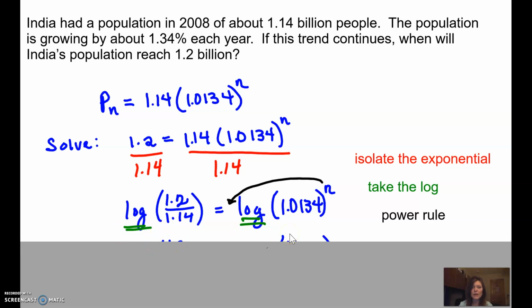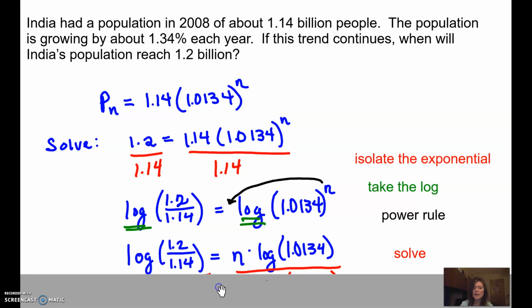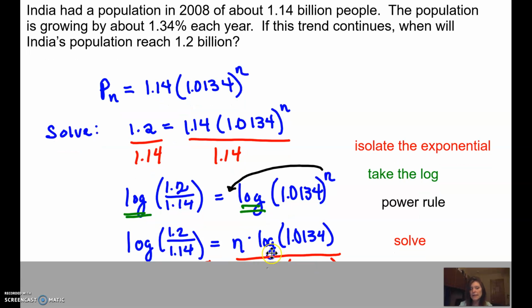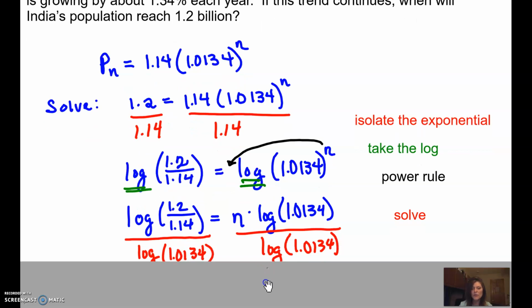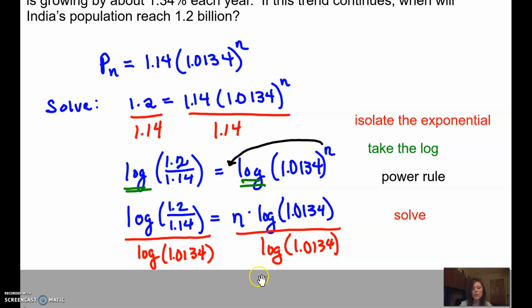Okay, so I just stick log in front of both sides, and then the power rule says you're going to take the exponent n and bring it out front so that the equation looks like this. Log of the 1.2 divided by 1.14 equal to n times the log of 1.0134. So that exponent now becomes a multiplier to my log. Well, if I'm solving for n, then that means I would divide to get it by itself. So we'll divide both sides through by the log of 1.0134.